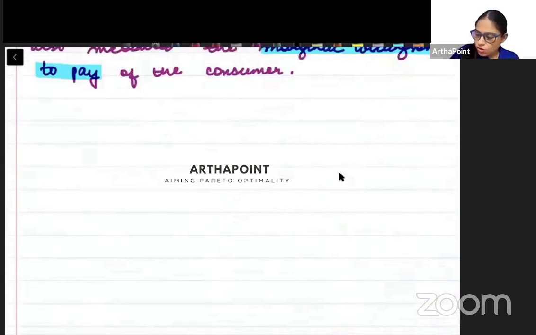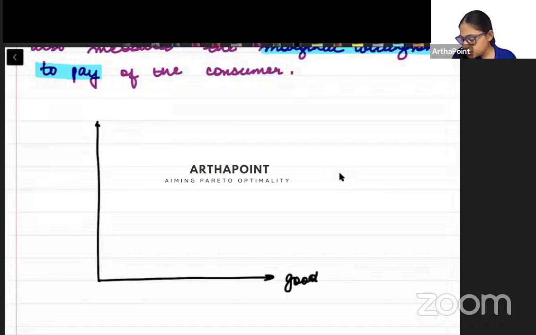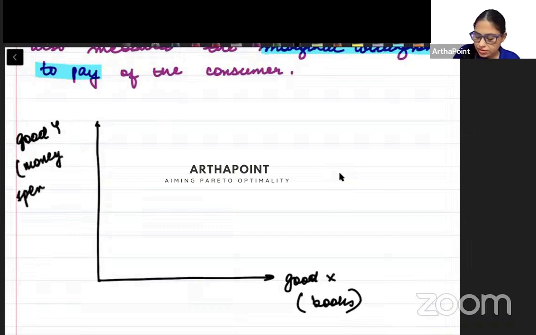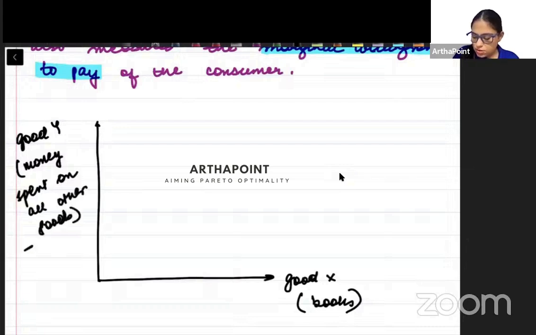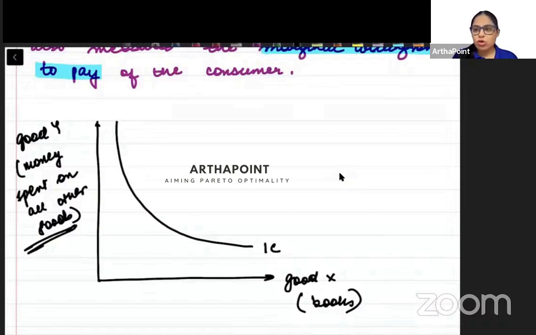Suppose beta, I go ahead and I take good x here. Suppose good x is, let's say, books. And I take good y here. And beta, good y is money spent on all other goods. Money spent on all other goods. जो भी पैसा हम बाकी सब goods पे खर्च कर रहे हैं, that is good y. बेटा मैंने यहाँ पे एक इंडिफरेंस कर्व प्लॉट कर दिया है. I've plotted an indifference curve here. अच्छा, now tell me something.